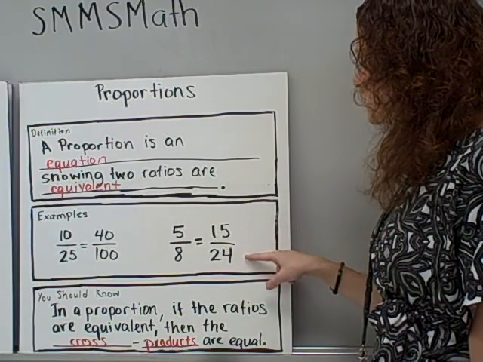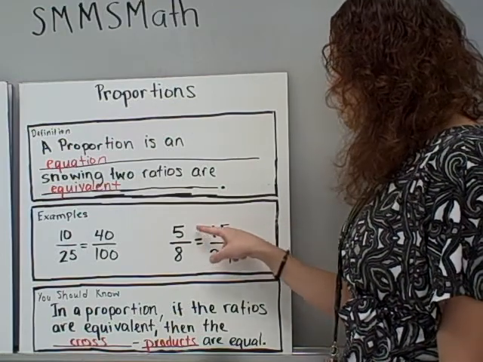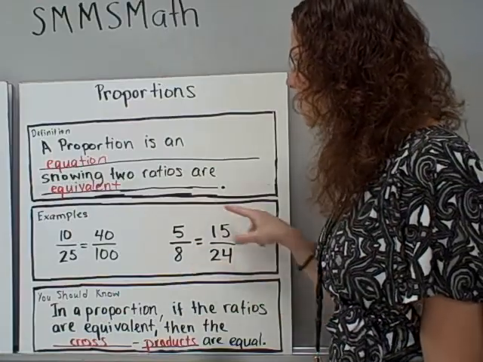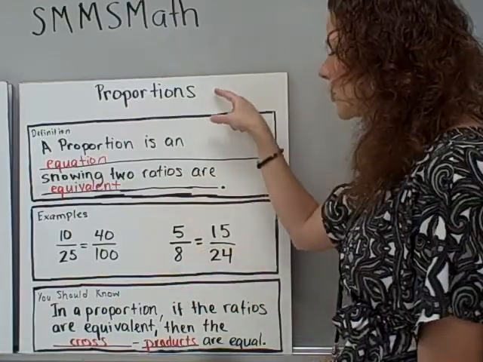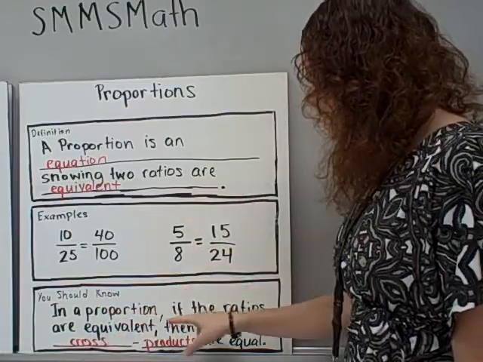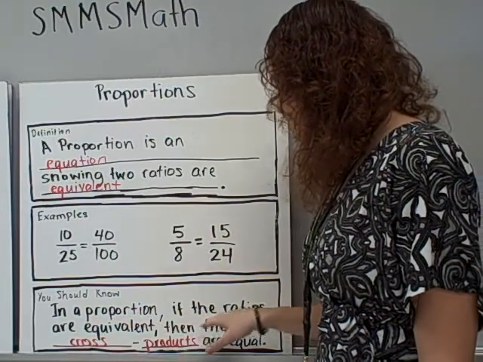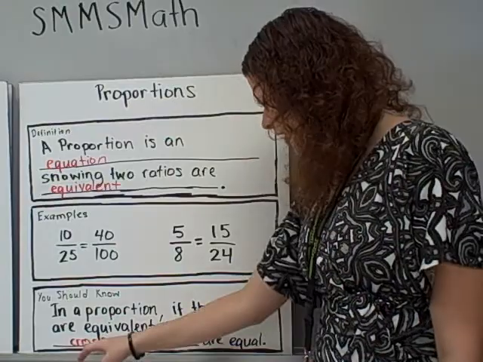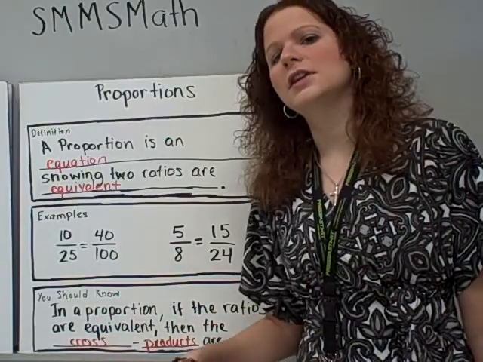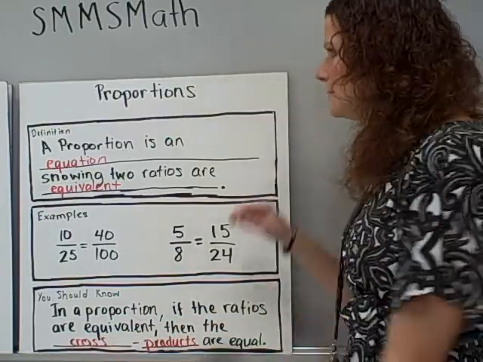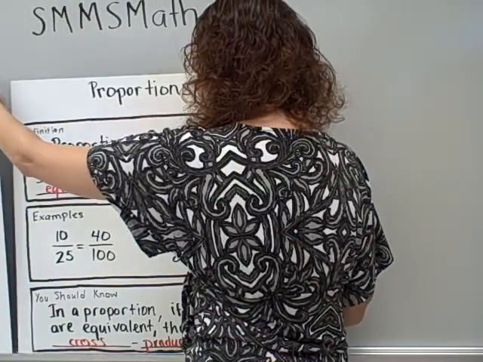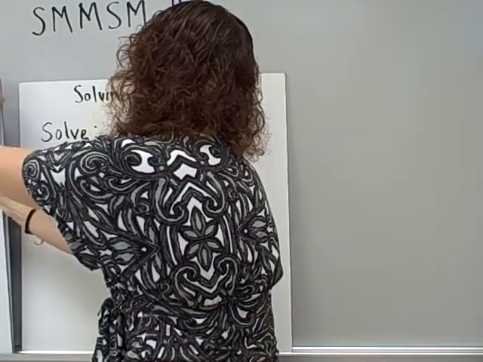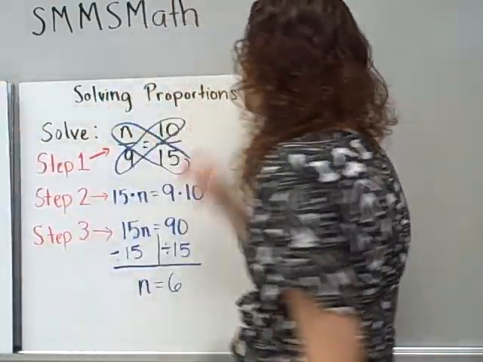5/8 is equal to 15 over 24. 5 times 3 is 15. 8 times 3 is 24. They are equivalent fractions or proportions. In a proportion, if the ratios are equivalent, then the cross products are equal. What's a cross product? Well, you've actually done this before. If you remember, good old crisscross your fractions, make a butterfly. That is how we solve proportions.